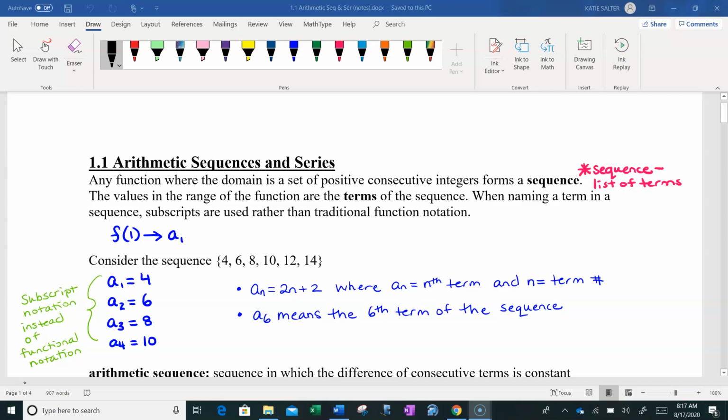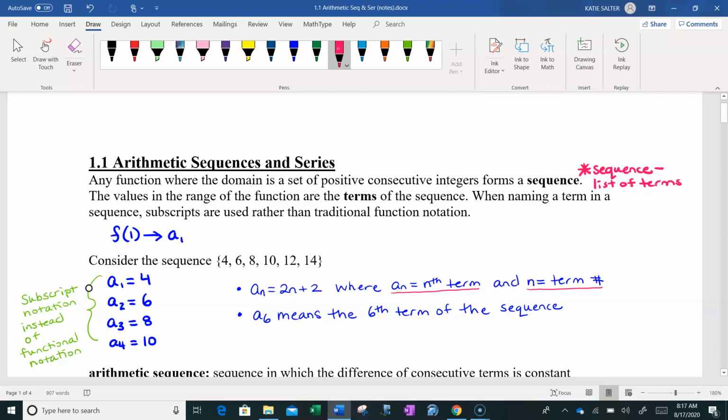In this case, because this sequence is adding 2 each time, if we came up with a formula that would work for this sequence, it would be a sub n equals 2n plus 2, where a sub n represents the nth term of the sequence. So when you see that, if you substituted 1 for n, you would get a sub 1. If you substituted 10 for n, you would get a sub 10, meaning the 10th term. And n represents the term number, which term we're talking about. A sub 6 means the 6th term of the sequence. So it's just trying to explain that subscript notation.